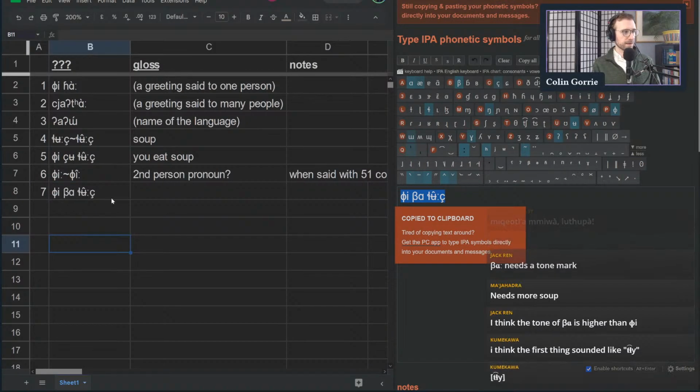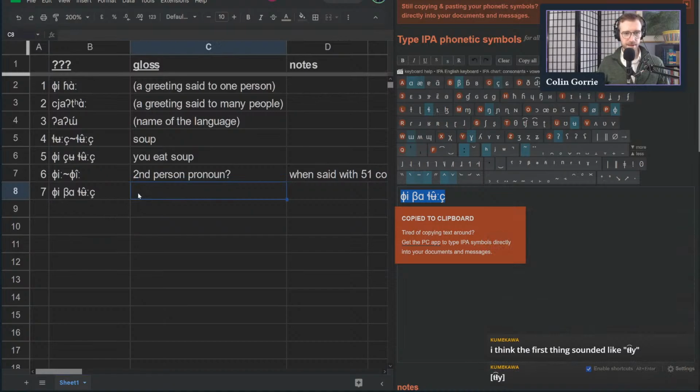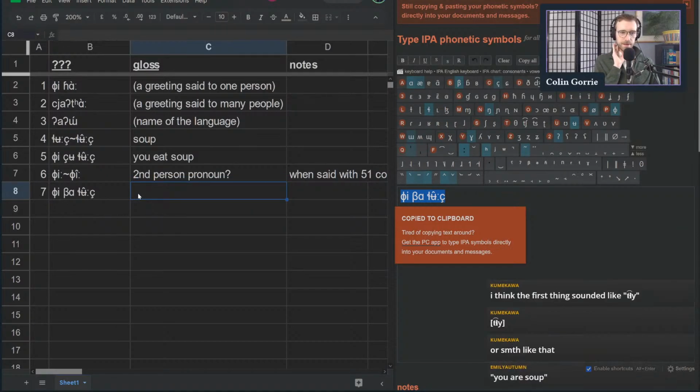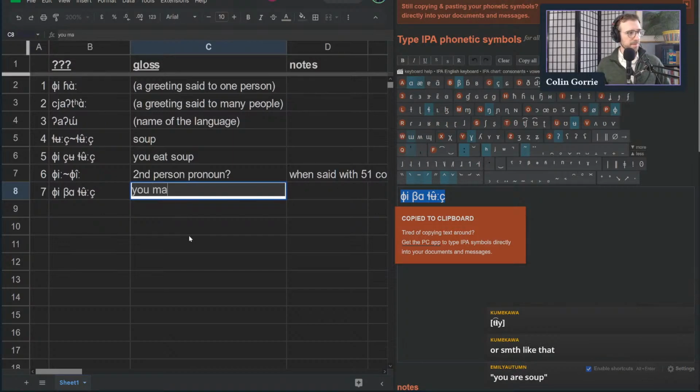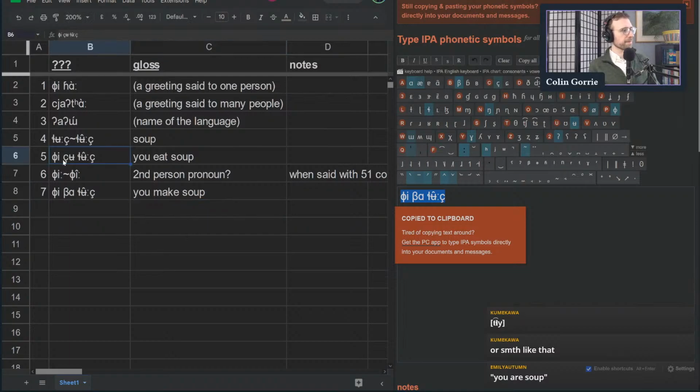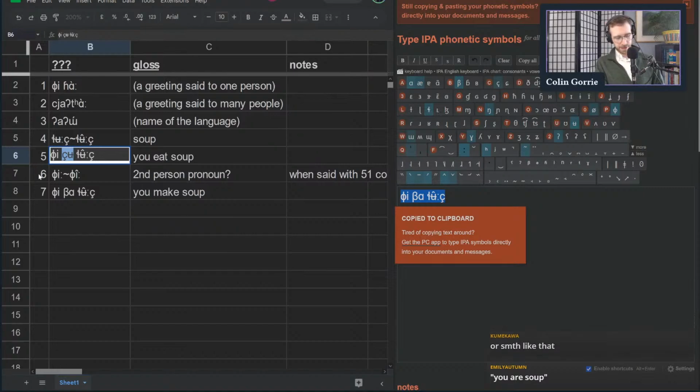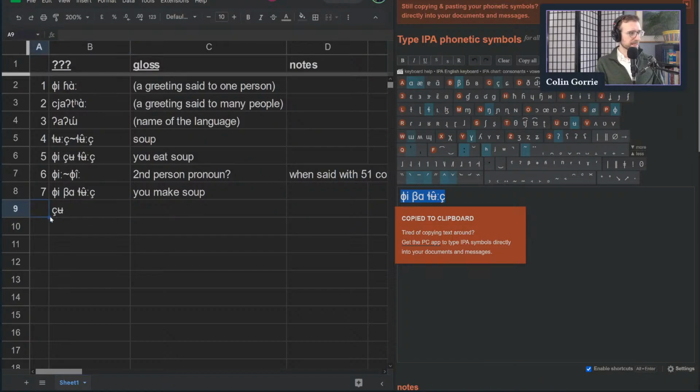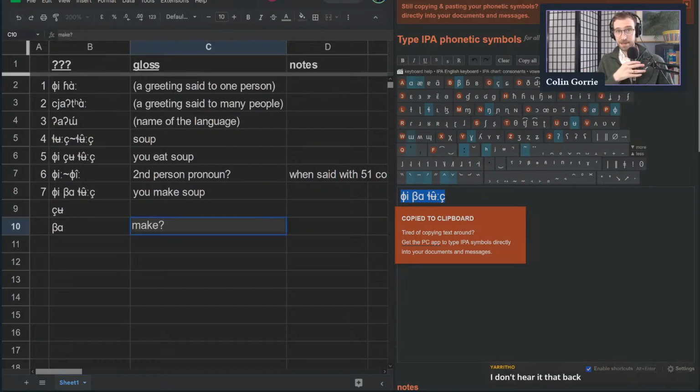Okay, you make soup. So from this, we can start to factor things out. We have this he, which is being used in utterance 5, which perhaps means eat, and va, which perhaps means make, at least make in the sense that applies to soup, and similarly eat in the sense that applies to soup.